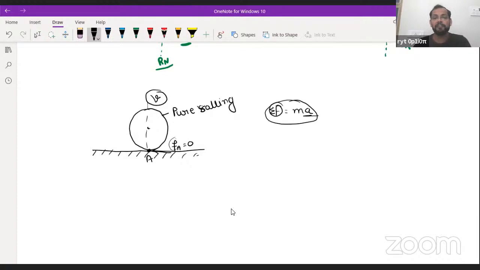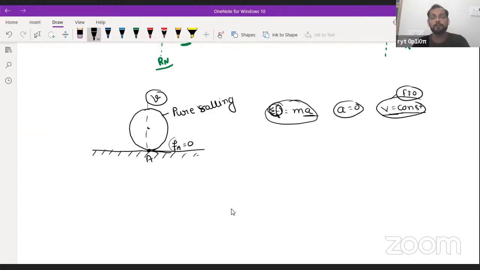Fine. And if there is no force, then acceleration is equal to 0. That means you can say that the velocity will be constant. So from here you can conclude that there is a requirement of force only in order to accelerate the body. In order to move a body with a constant velocity, there is no requirement of force.